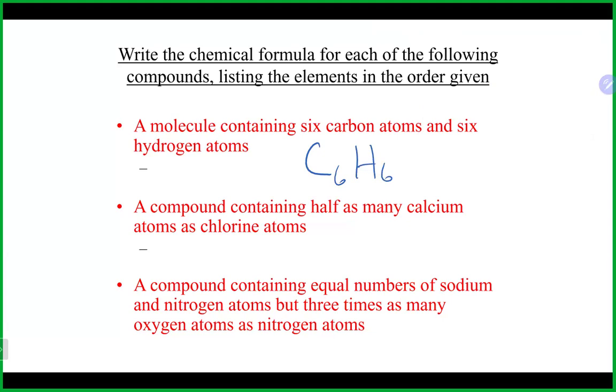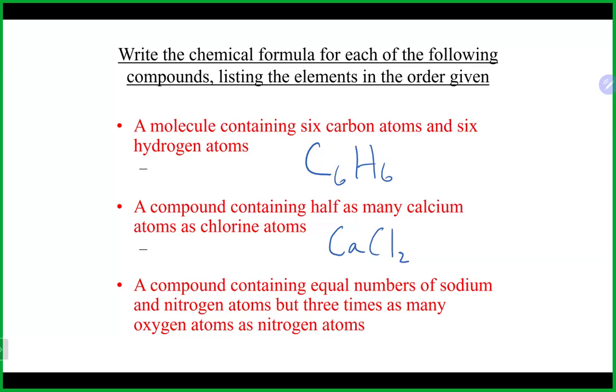A compound that contains half as many calcium as chlorine. So calcium is Ca, again, capital C, lowercase a. And chlorine is Cl. And if it contains half the amount of Cl, so I'm going to give Cl2, and then my calcium would be 1, which would be half of 2 in that particular case, also known as calcium chloride in that particular case.